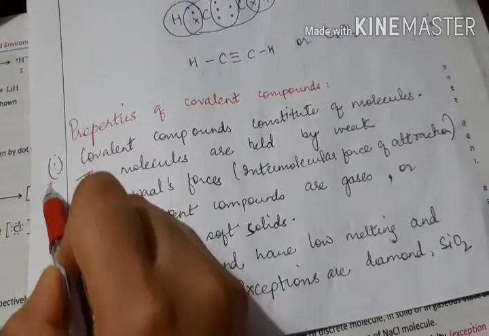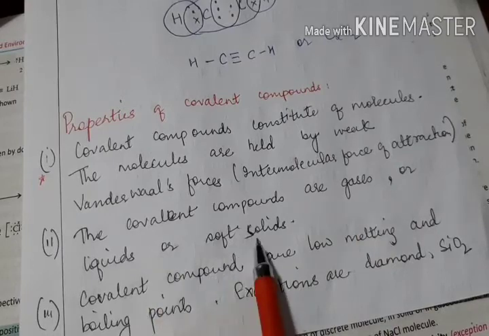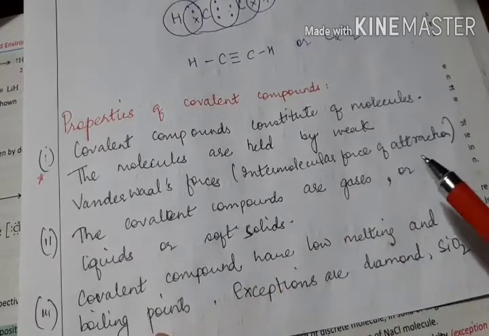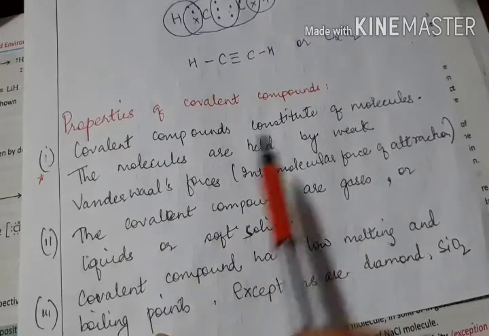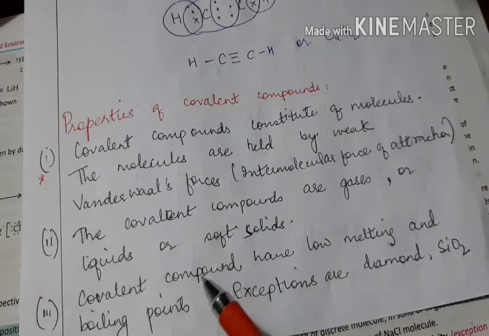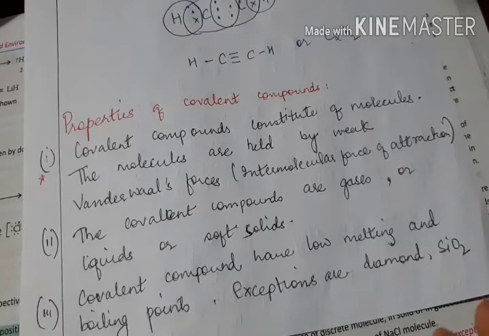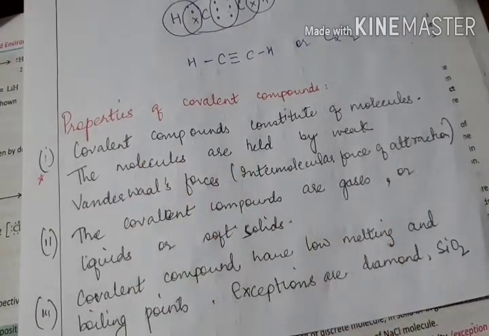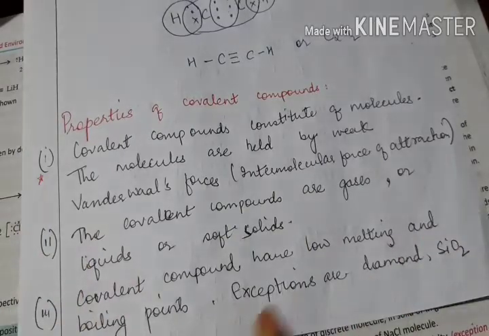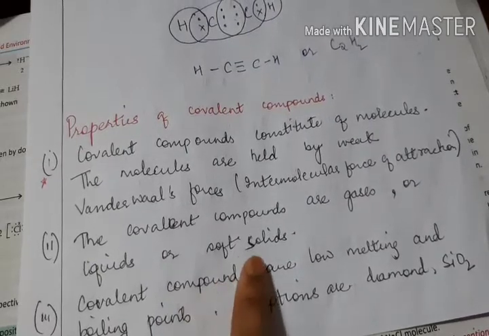This point is very important. Next, covalent compounds are gases, liquids or soft solids. What is the reason? The reason is point number one: they are made up of molecules and the forces of attraction are weak. That is why they are mainly gases or liquids. You know that in solids the force of attraction is the highest, in liquids it is less than solids, and the least is in gases. Since covalent compounds have very weak forces of attraction, they are usually gases or liquids. Even if they are solids, they will be very soft solids.